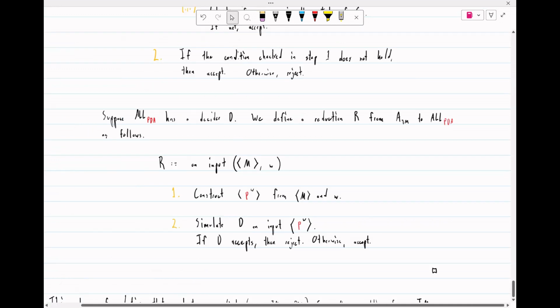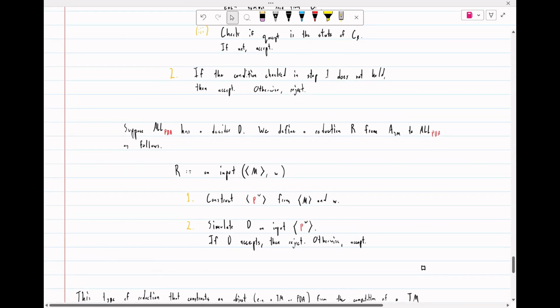And now my reduction from ALL PDA is going to look like this. I just construct this description of PW now, my PDA, from M and W, and I feed it into my decider for ALL PDA, and I accept if it rejects, right? Otherwise, I reject.